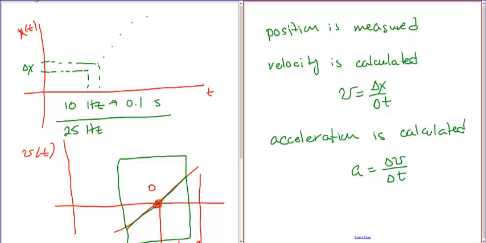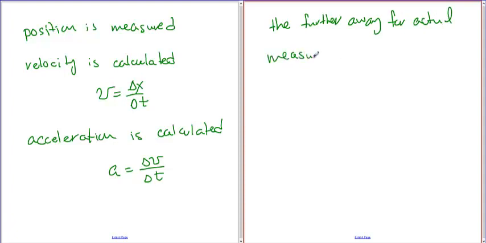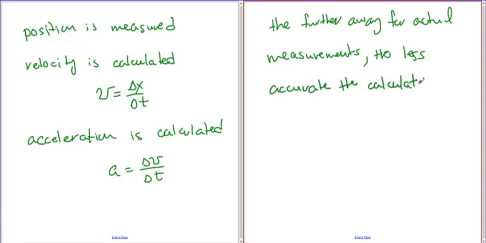What you tend to see is that the further away from actual measurements, the less accurate the calculation. So the velocity is the first step away from measuring position.